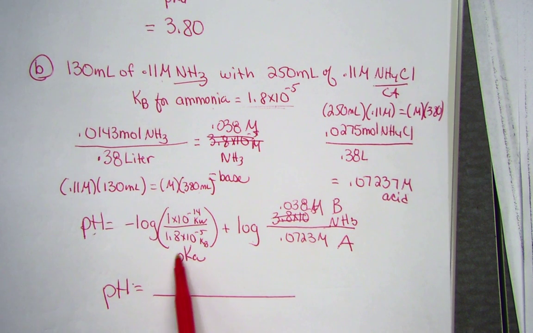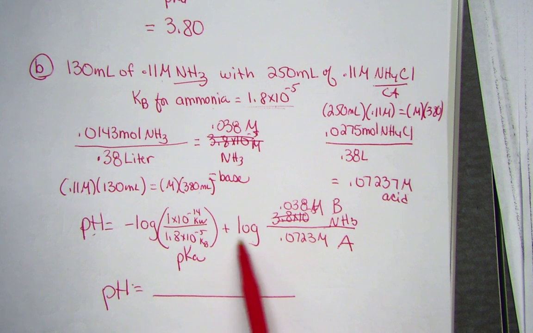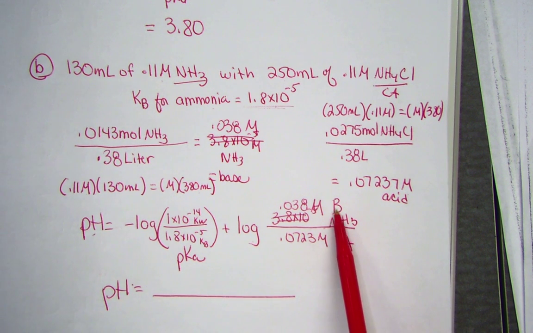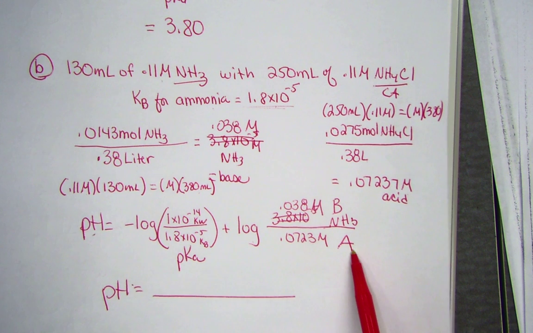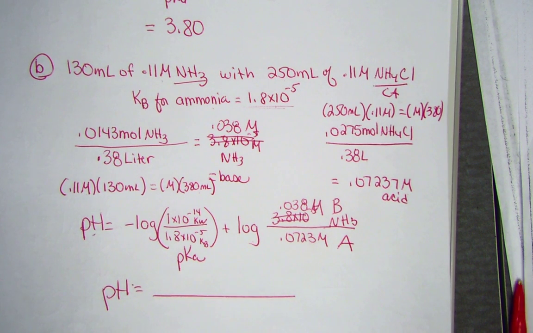Negative log of Ka, we had to flip using the ion product constant, 1e negative 14 divided by the Kb for ammonia. Plus the log of the ratio of the new resulting base over acid solution. Simplify this and you'll have your pH for part B.